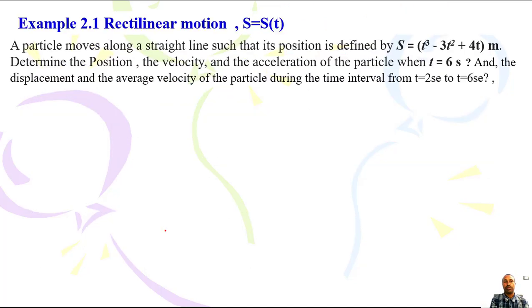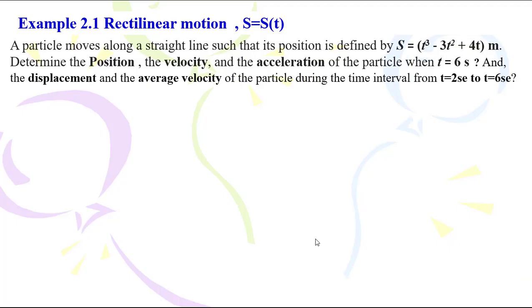Now let's see examples. Okay, now let us see example 2.1, rectilinear motion, s as a function of time. A particle moves along a straight line such that its position is defined by s is equal to t cubed minus 3t squared plus 4t, in meters. Determine the position, the velocity, and the acceleration of the particle when t is equal to 6 seconds. This is one question. And the displacement and the average velocity of the particle during the time interval from t equals 2 seconds up to t equals 6 seconds. Now let us see the solution.